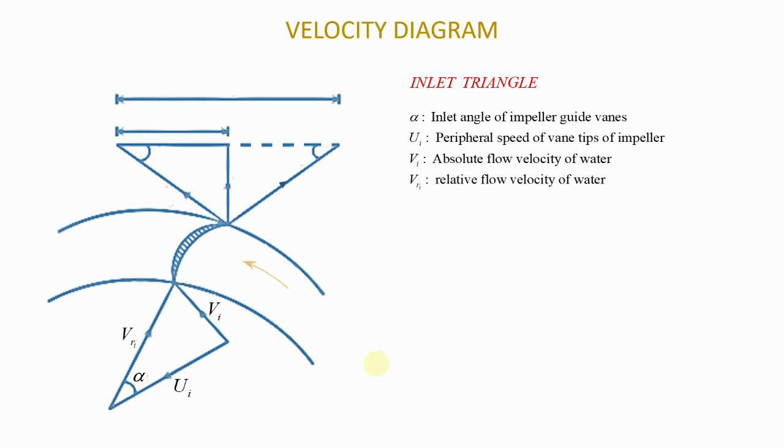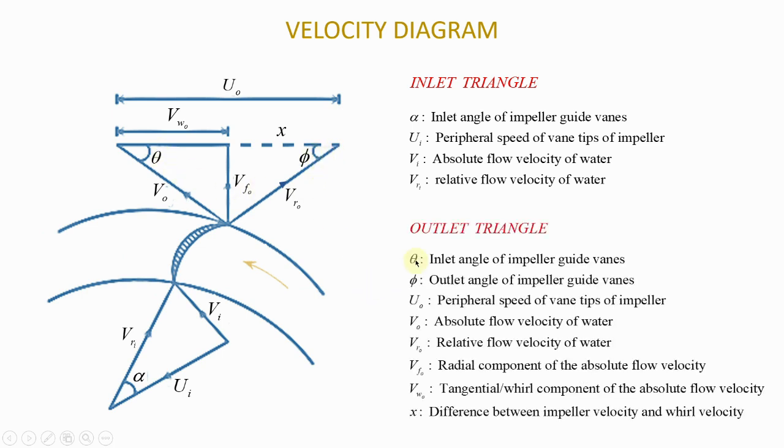This here is the inlet triangle, and what you see on top there is the outlet triangle. Again, we have labels for each of these velocities, and of course we also have two angles here. Theta, this angle, is the inlet angle of the impeller guide vanes. Phi that you see is the outlet angle of the impeller guide vanes.